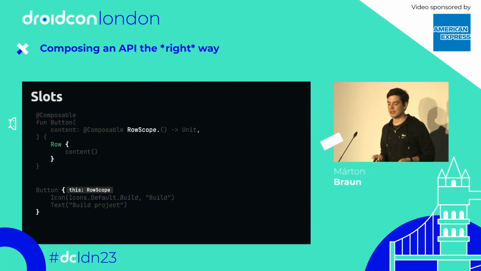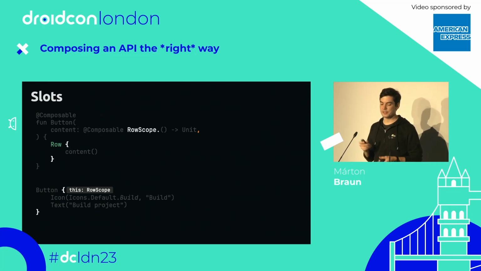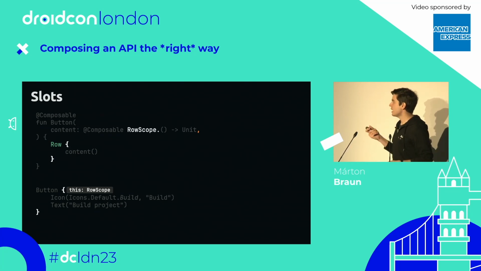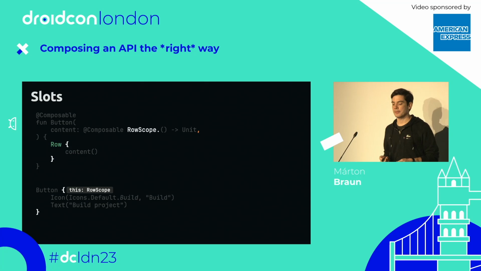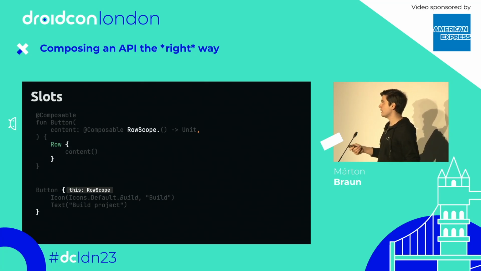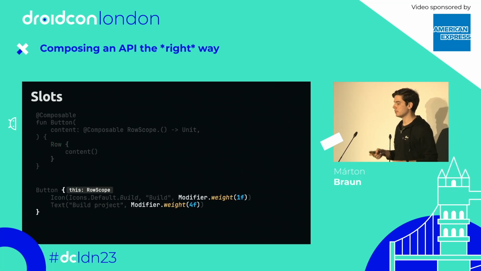And to express this, we have this row scope receiver added to the function that we take as a parameter. And this way, we see even on the call side that whatever content we're passing in is going to be arranged inside a row. This is also great because it gives us access to all the things that are available only when you're inside of a row. So for example, there's the weight modifier, which you can only use when you're inside of a row because it's specific to that layout. And in this case, that modifier would be available thanks to us being put into this row scope.